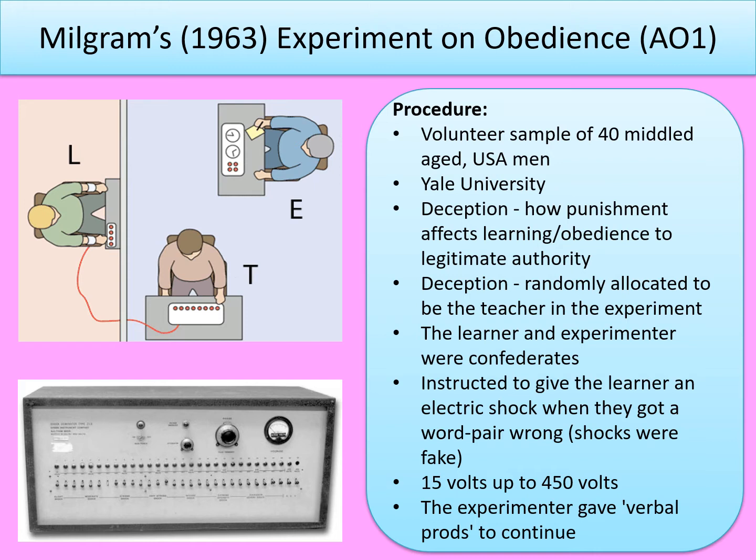And another part of the procedure was that the experimenter, who was another confederate, gave verbal prods to the teacher to continue. So they would say things like, you must continue with the experiment and it's required that you continue for the results. So if the teacher tried to withdraw, then the experimenter gave that verbal prod to continue. So that was the procedure.